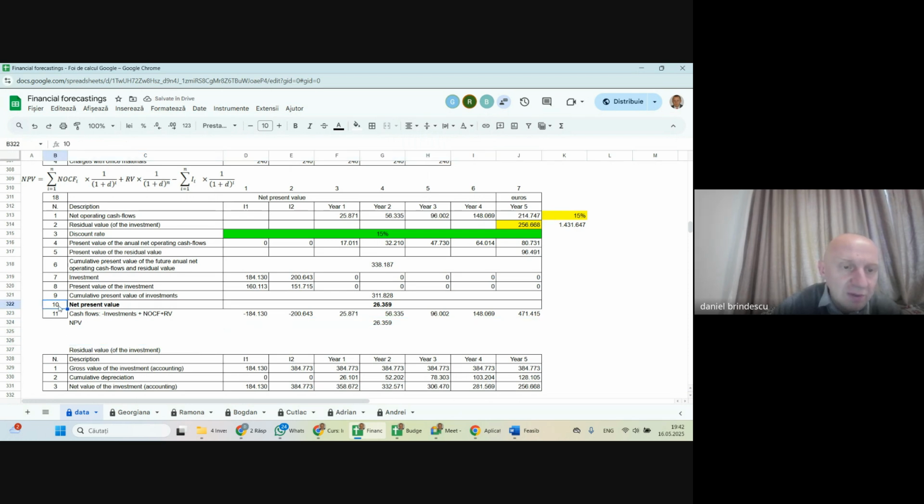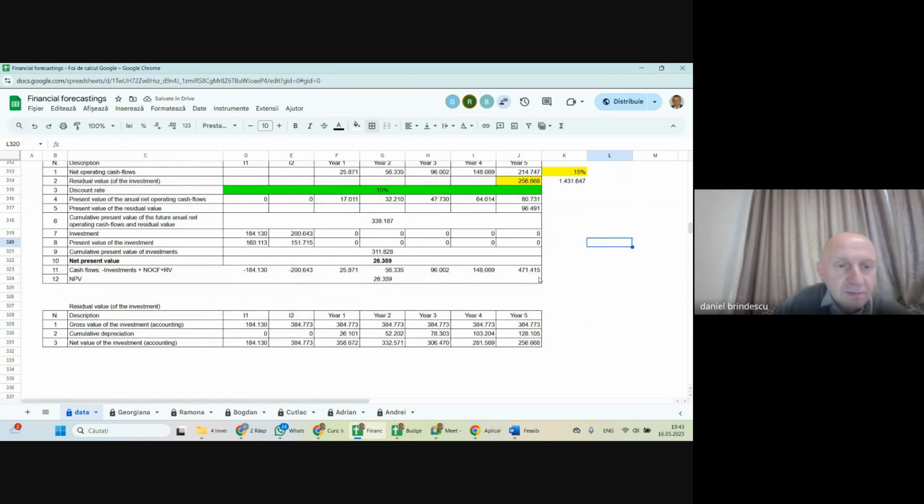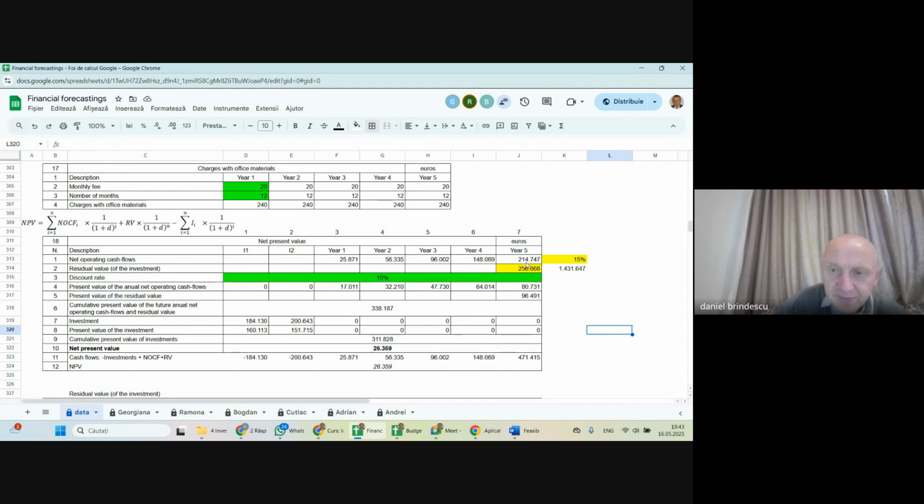So again, I wanted to explain to you the logics of it. For simple calculation, of course, you can simply use the NPV function in Excel or in the Google Sheet. I will mark it differently just to see that it's another version of the same thing. Okay, so that's the net present value.